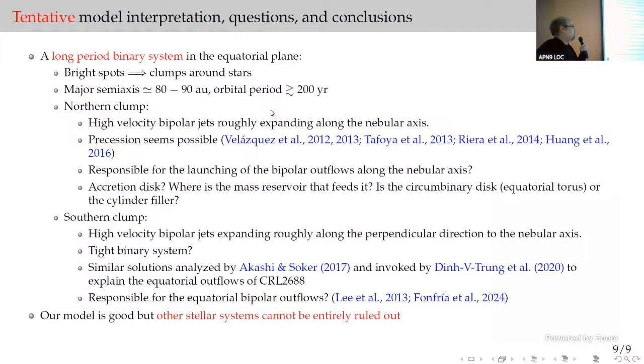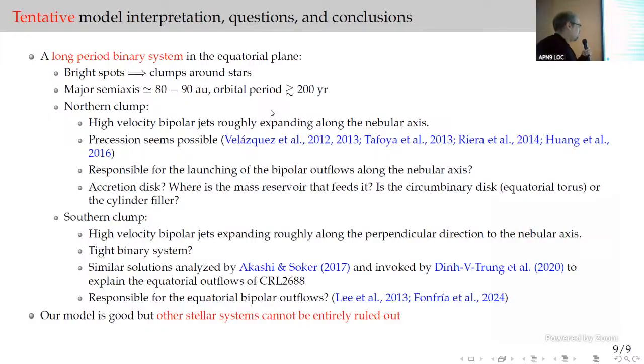The bipolar jets in the northern clump span more or less along the nebular axis, but not completely, though very similarly. This suggests that precession is possible, and that maybe this clump or these bipolar jets are involved in the launching of the bipolar outflows that span along the nebular axis. Of course, if we have bipolar jets, we should have accretion disks, but they are not resolved. There are several questions to answer, but maybe this could be possible.